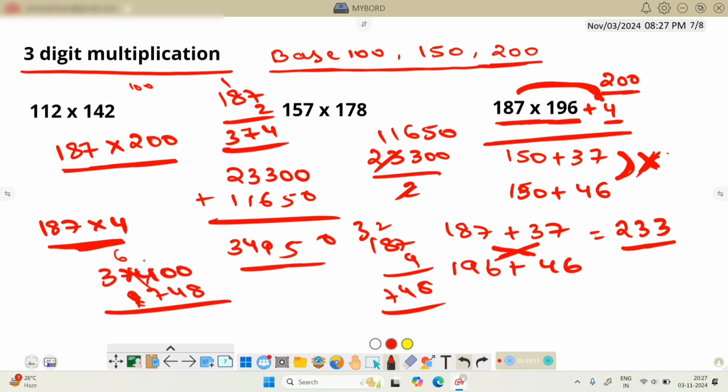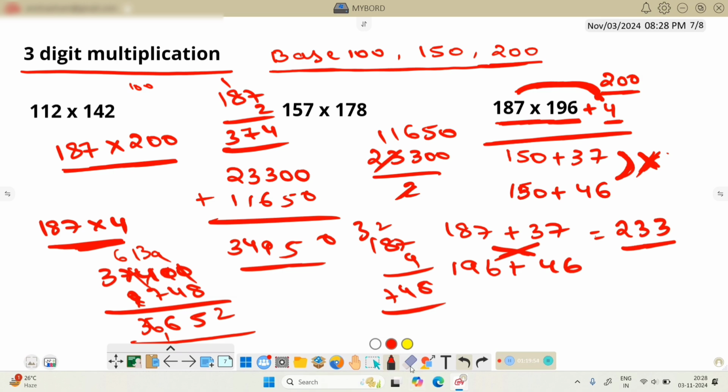Here 6, 13, 9, here 2, so 5 here, and next 6, 3 6 6. So this will be your answer, 36652. Okay, so this method is easy, right? First you multiply 187 with 200 and then subtract 187 into 4. This is how you have to solve the 3-digit multiplications.